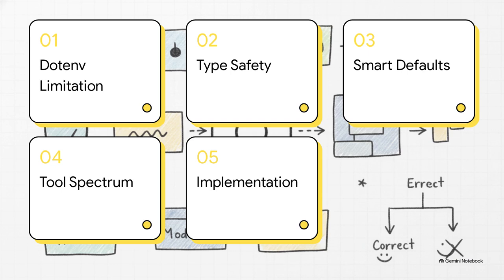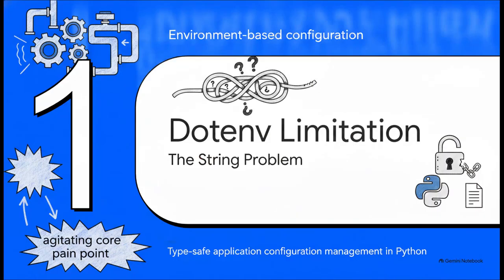It's a nightmare. So here's how we're going to map out the solution today. We'll start with the standard .env string limitation, introduce type safety with decouple, explore smart defaults, compare the overall configuration tool spectrum to help you choose the right tool for the job, and then we'll wrap up with a practical implementation summary. All right, section 1, the .env string limitation.